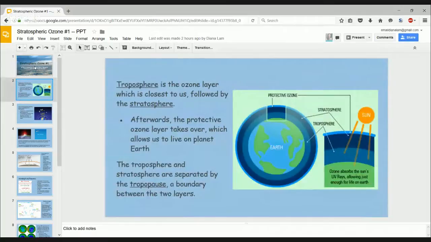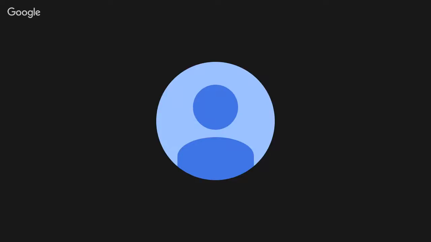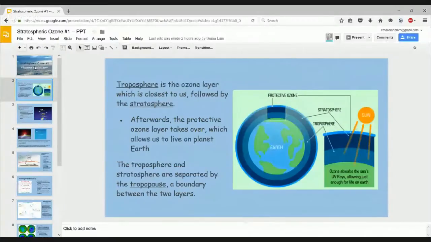So in our atmosphere, there are 5 main layers: the troposphere, stratosphere, mesosphere, thermosphere, and exosphere. This to us is the troposphere. Between the troposphere and stratosphere lies a boundary known as the tropopause. As we can see in this, the stratosphere provides the perfect amount of light and heat for life on Earth.